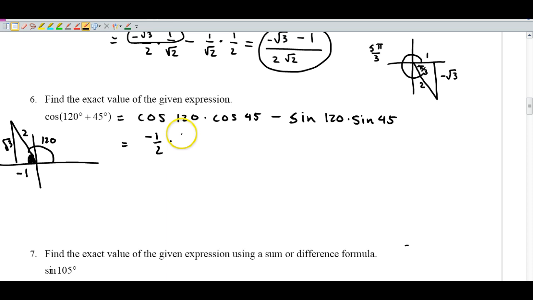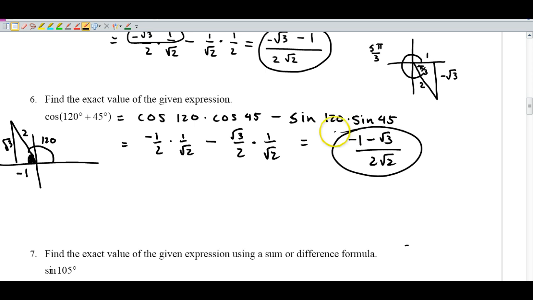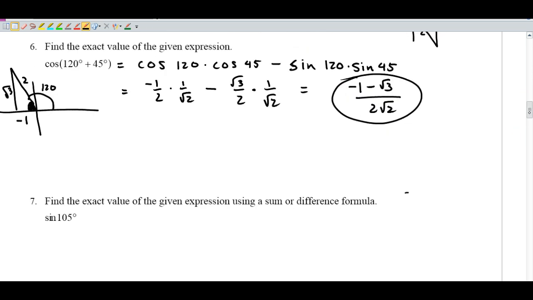Cosine 45 is 1 over root 2. And this is minus sine of 120, which is square root of 3 over 2, times the sine of 45, which is positive 1 over root 2. So we simplify this and get negative 1 minus root 3 over 2 root 2. You can rationalize that denominator if you'd like, but that's okay.